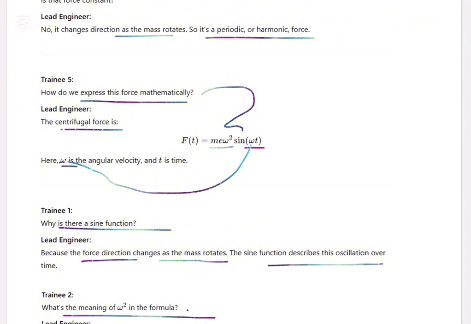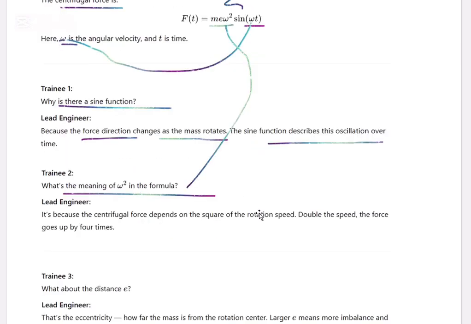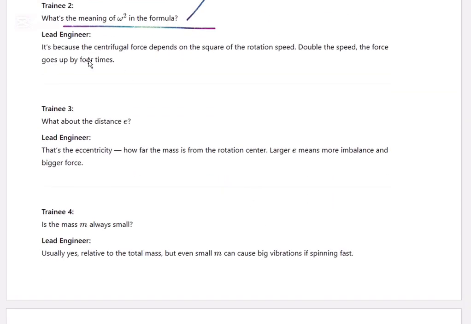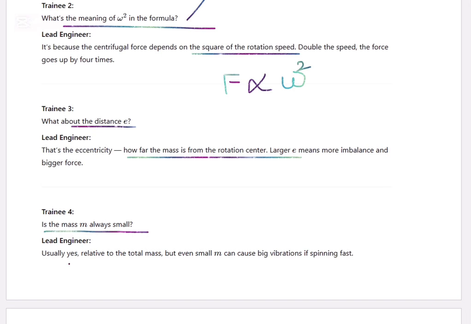What is the meaning of omega squared in the formula? It's because the centrifugal force depends on the square of the angular speed, the rotation speed. What about the distance e? That's the eccentricity, how far the mass is from the rotation center. A larger e means more imbalance and bigger forces. Is the mass m always small? Yes, usually small relative to the total mass, but even a small mass can cause big vibrations if spinning fast.